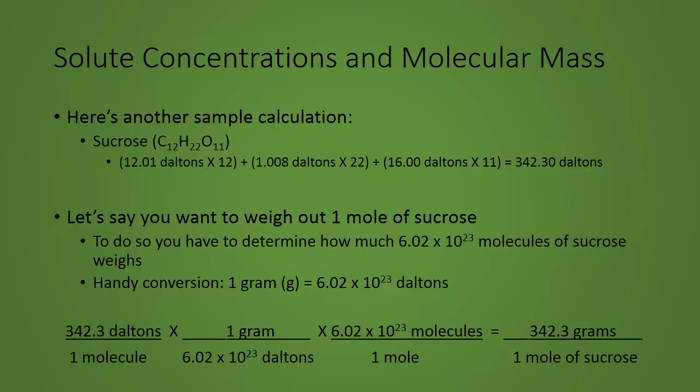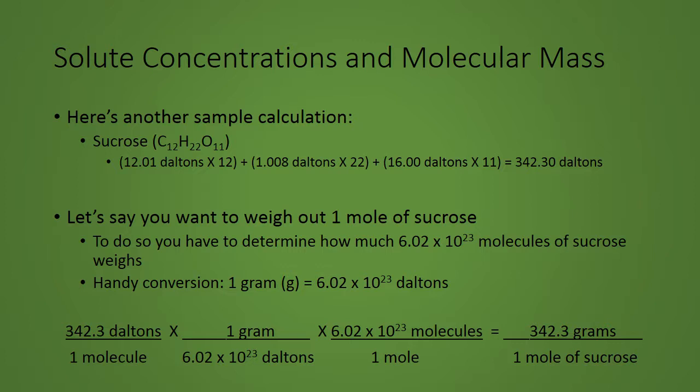And the handiest conversion you have as biologists is the fact that 1 gram of anything is equivalent to 6.02 times 10 to the 23rd Daltons. So there's that Avogadro's number again. And it's a very, very handy shortcut. So you can see what you do is you set up this conversion as a series of fractions or ratios. You know that there's 342.3 Daltons per molecule of sucrose.